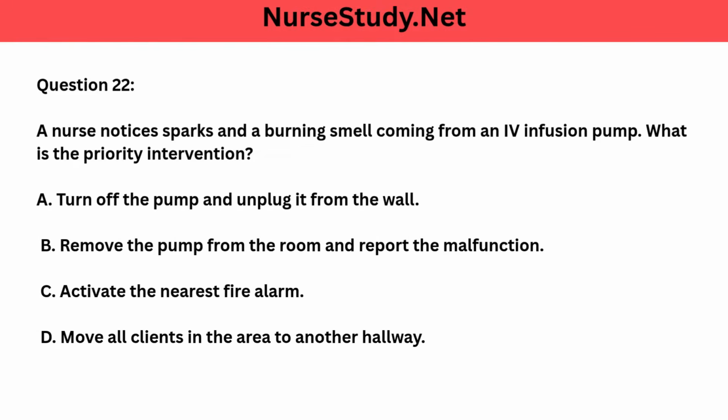Question 22. A nurse notices sparks and a burning smell coming from an IV infusion pump. What is the priority intervention? A. Turn off the pump and unplug it from the wall. B. Remove the pump from the room and report the malfunction. C. Activate the nearest fire alarm. D. Move all clients in the area to another hallway.